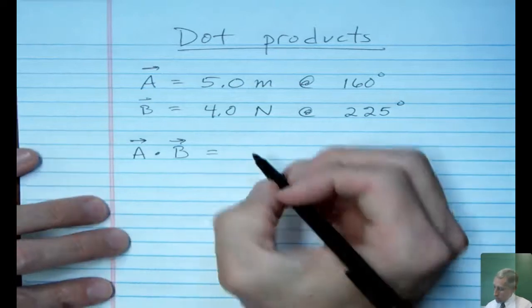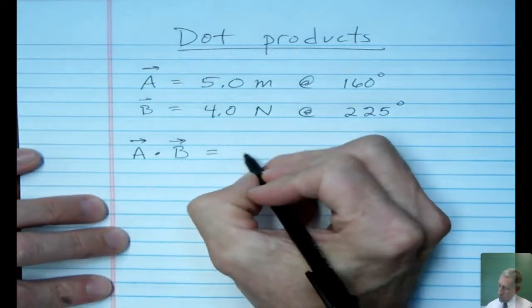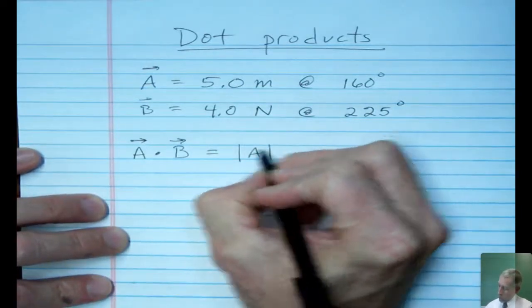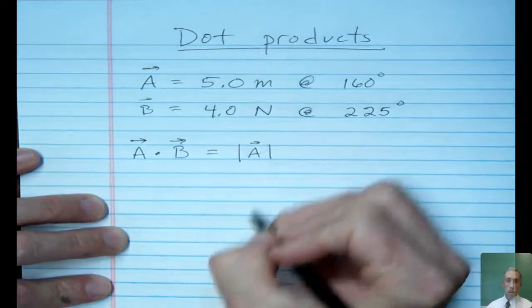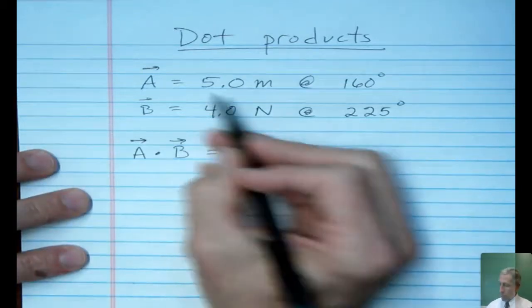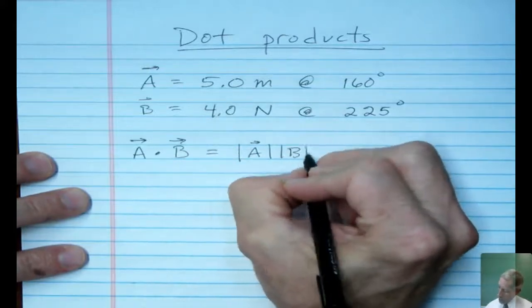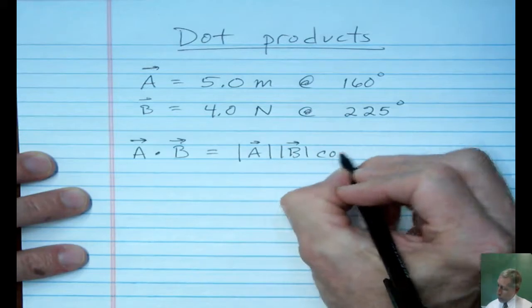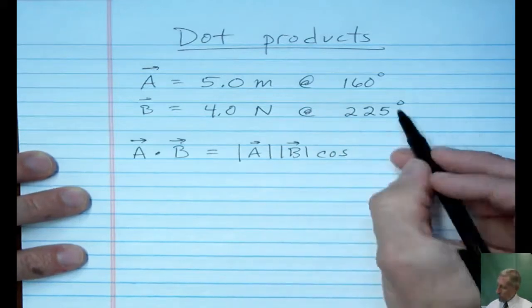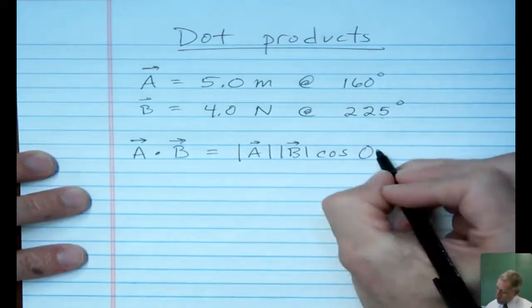And the way you do this is you take the magnitude of A. When I put that in little bars like that, that means just the magnitude. That's your 5 meters. And then you multiply it by the magnitude of B. And then you multiply it by the cosine of the angle in between those two vectors.